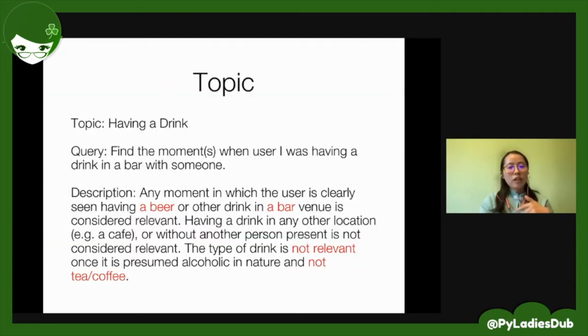And after we get all the data, we will choose some topic, like if you want to find the moment when the user, okay, it's me, had dinner with some people, or had a drink with some people in a bar. This is a topic because we want this platform to help us search for this topic.